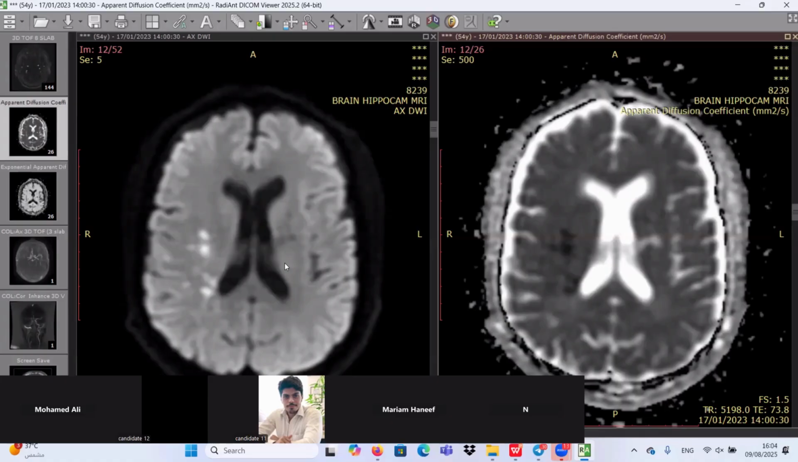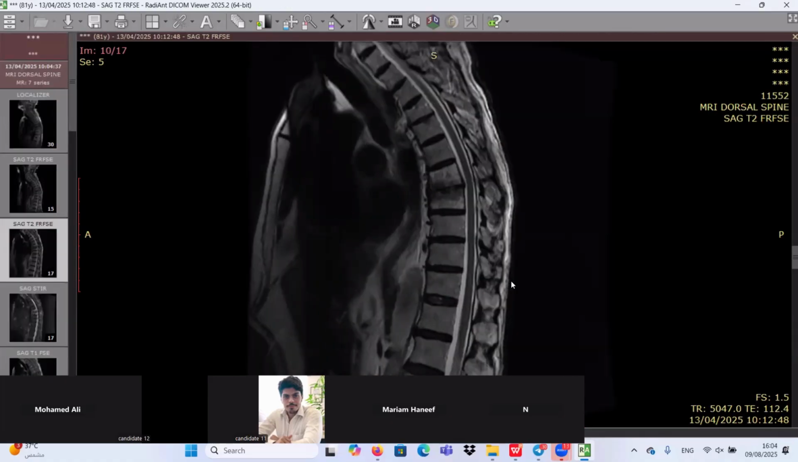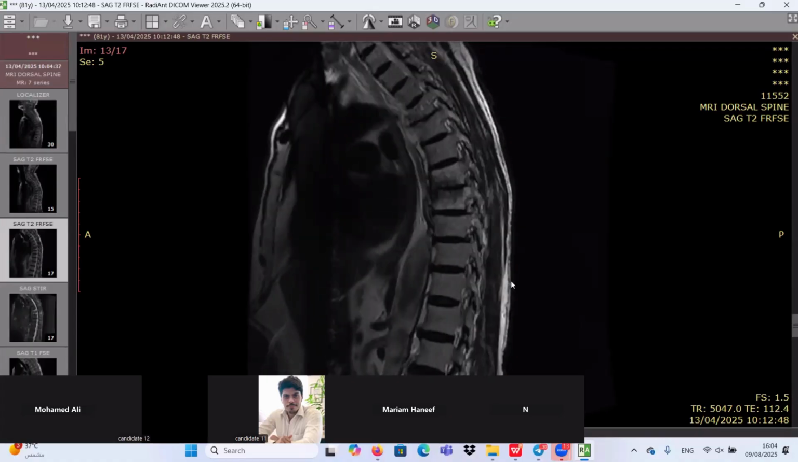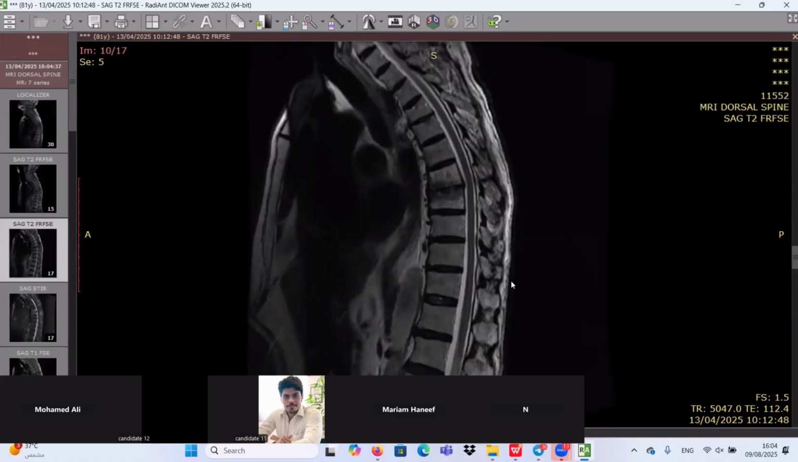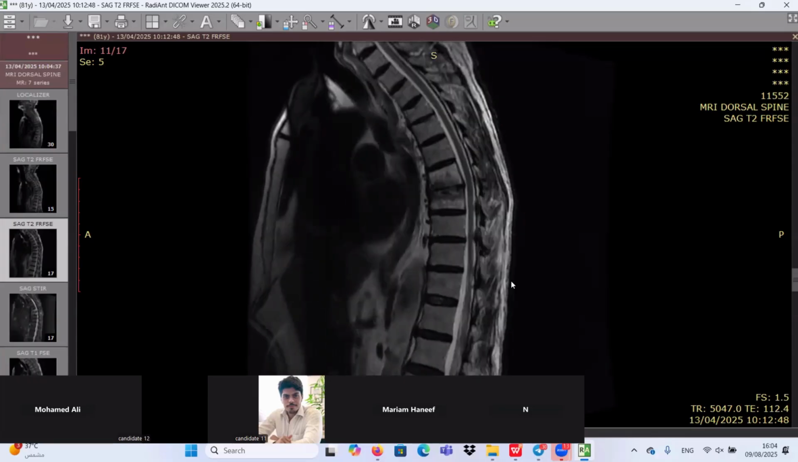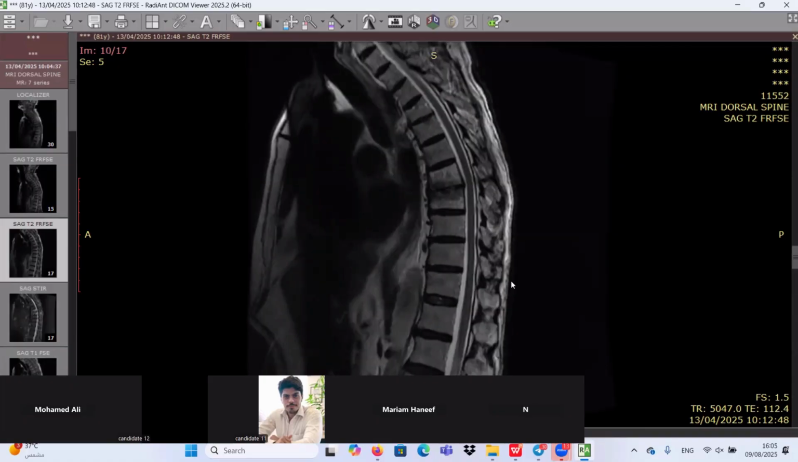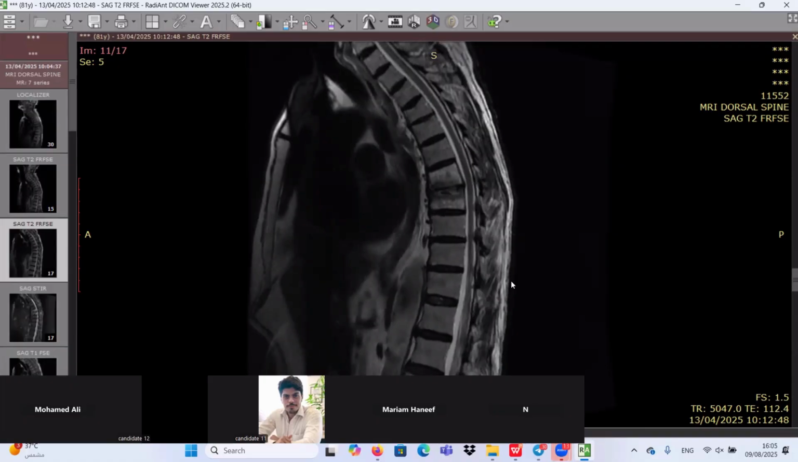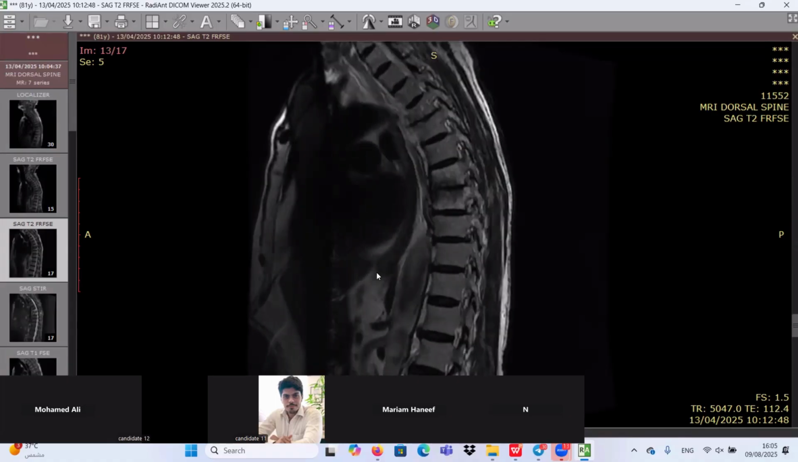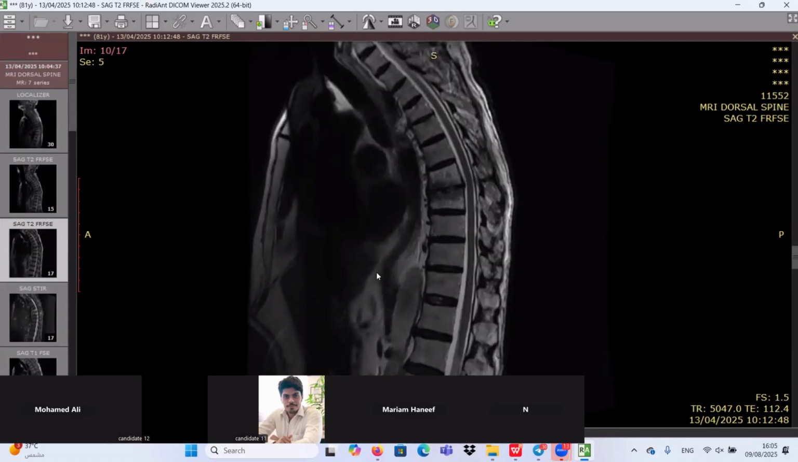Candidate number 15. Presented with a sagittal T2 of the thoracic spine. I can see that there is abnormal signal noted in two vertebrae, in the inferior end plate and superior end plate of the consecutive vertebrae. I would like to count 1, 2, 3, 4, 5. I think T8 and T9, with loss of the intervertebral disc space in between these two vertebrae.